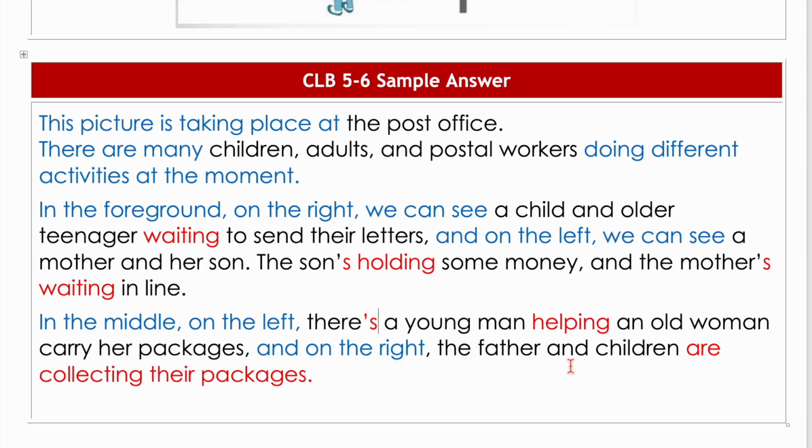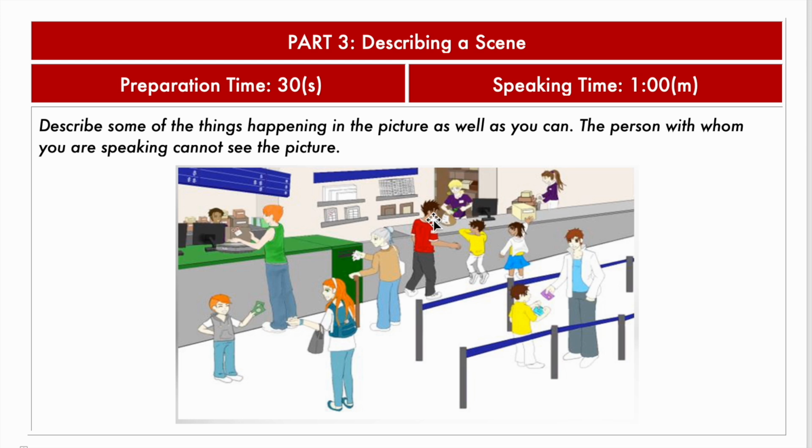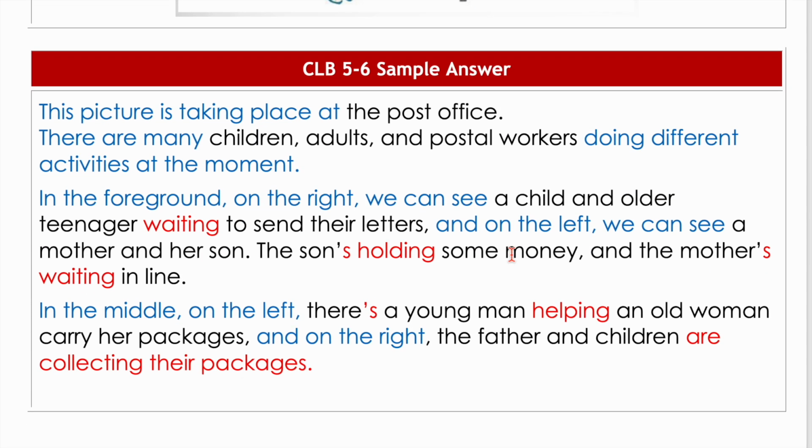And on the right, the father and children are collecting their packages, okay? That's what it looks like. So, present continuous. The father and child, they are collecting. They are collecting. Here we didn't use short form because when we use the father and children, we don't use short form. We can't say the father and children's. No. Okay?